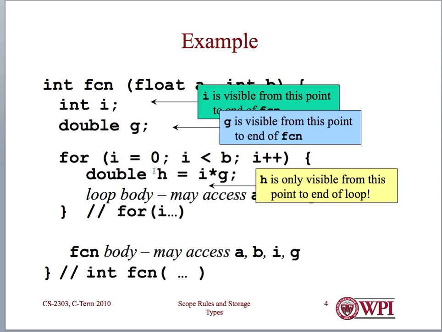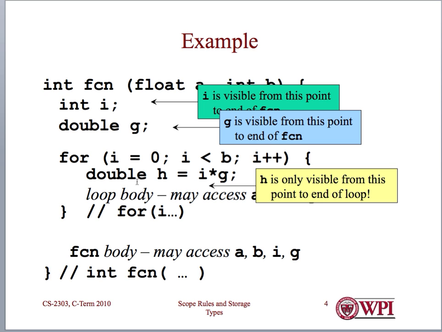So as an example, here we have a function, fcn, which has a float and an integer declared. This, and then the curly brackets right here. You can't see it behind the green box there. And then the integer here, it's visible from this point until the end of this function body, which would be this curly bracket right down here. This double G is visible from this point until the curly bracket.